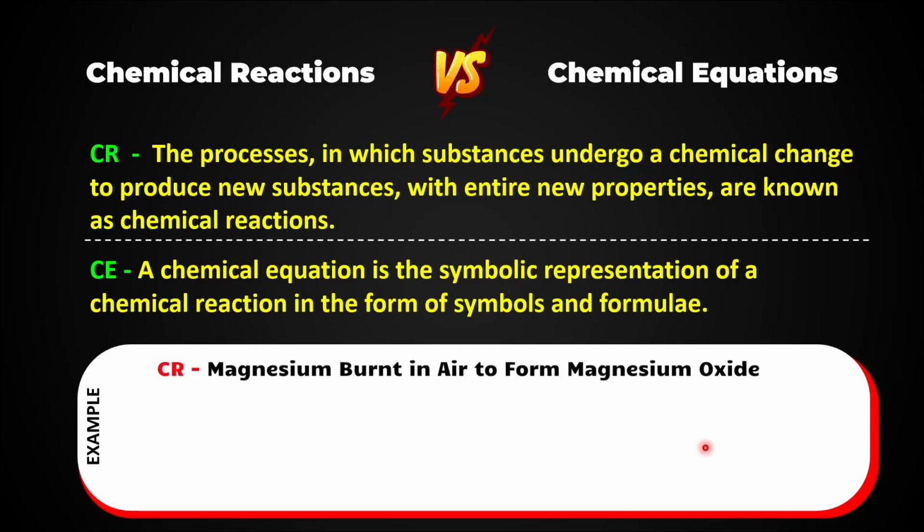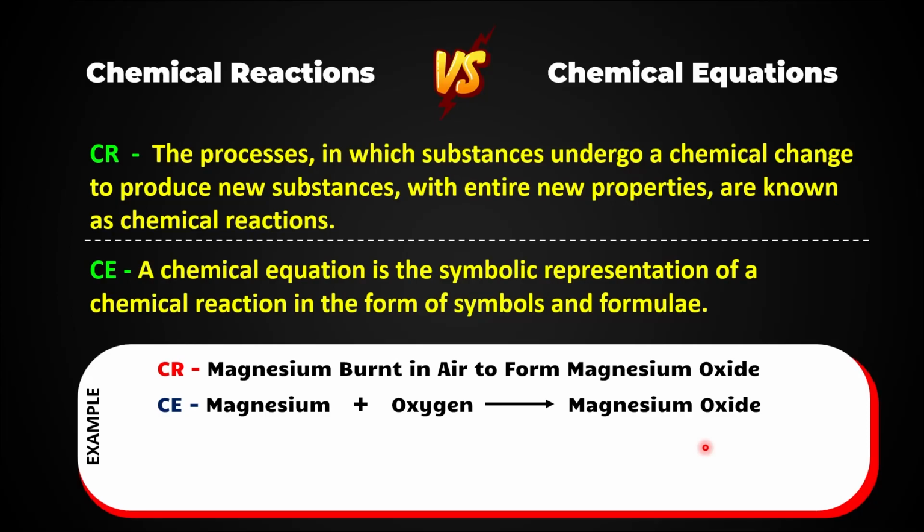Consider the reaction between magnesium burned in air to form magnesium oxide. The chemical reaction can be represented as follows. So the top one is a chemical reaction and the bottom one is a chemical equation. We use chemical equations to represent chemical reactions.